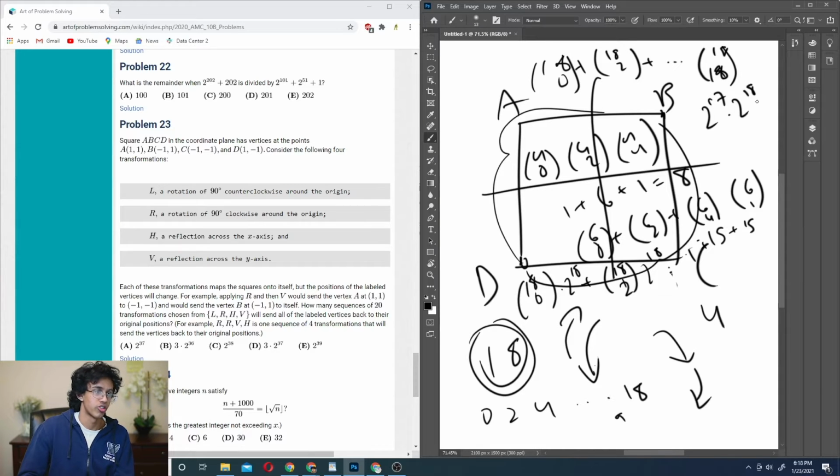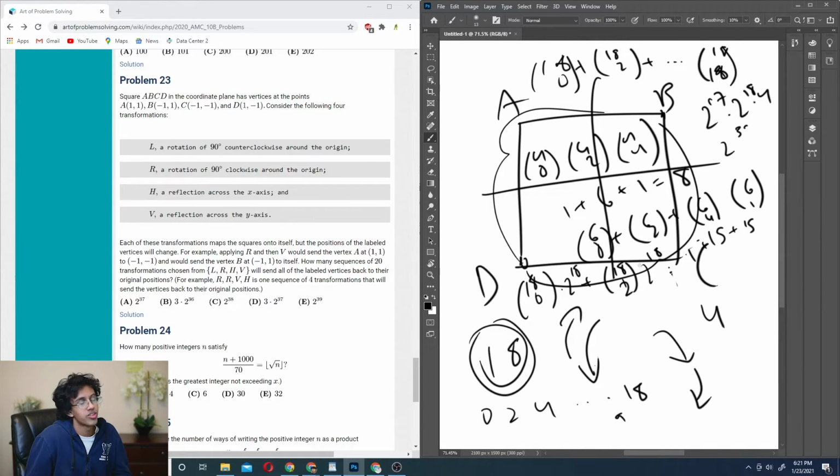So there's also 4 ways. So then you just multiply this by 4. So 2 to the 35, 2 to the 37 should just be 2 to the 37, right? Oh wait, this doesn't work, because the number of reflections is odd in the beginning, but at the very end it becomes even.